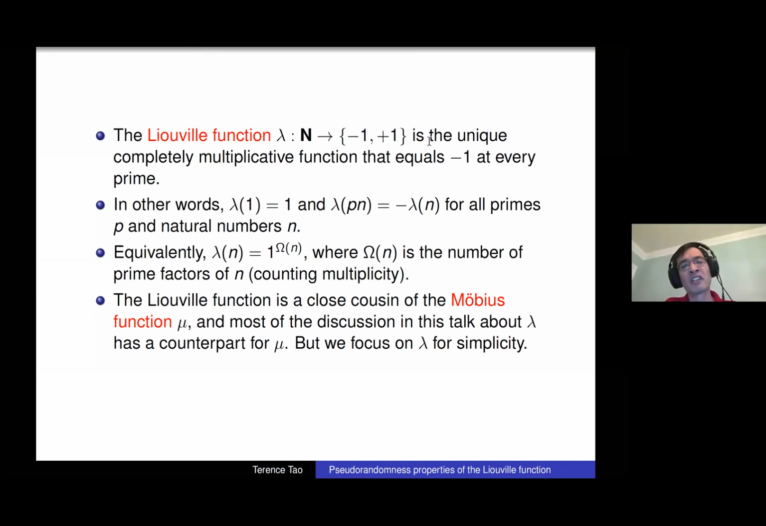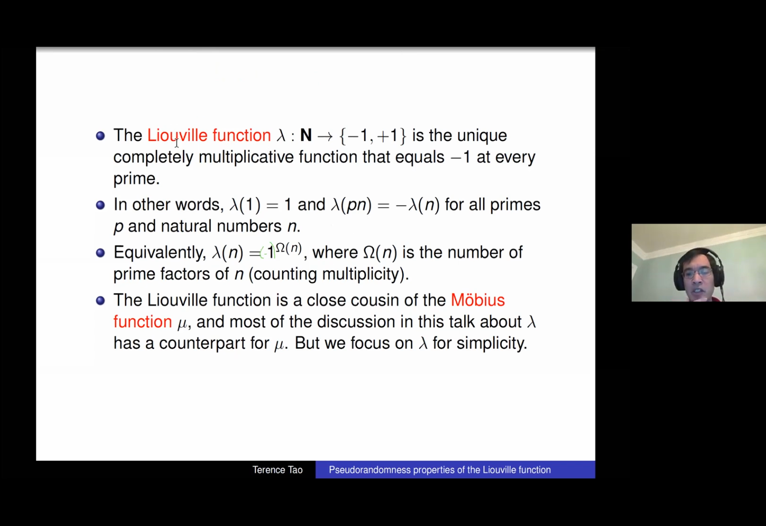Okay, it's the unique completely multiplicative function which is minus 1 at every prime. In other words, lambda of 1 is 1, and every time you multiply by a prime, you flip the sign. So therefore, since every number is a product of primes, lambda of n is just minus 1 to the number of prime factors. So it's 1 when you are a product of an even number of primes, and minus 1 when you're a product of an odd number of primes, counting multiplicity.